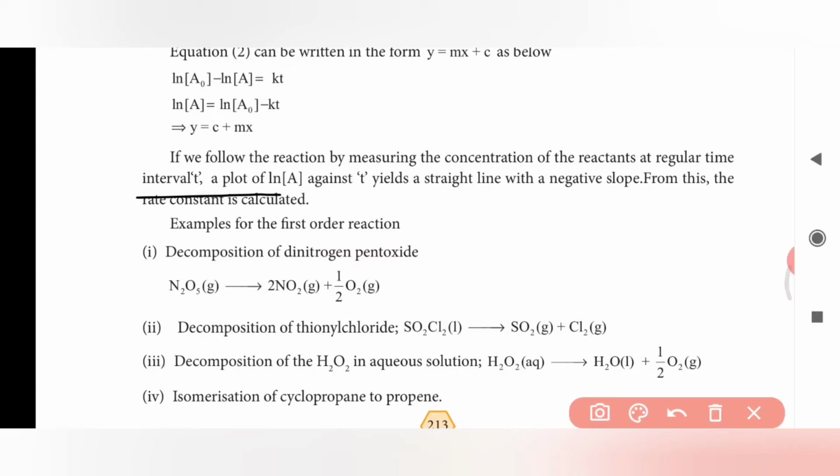Now, examples of first order reaction. This can be asked as a 1 mark or 2 mark question: write an example of a first order reaction.